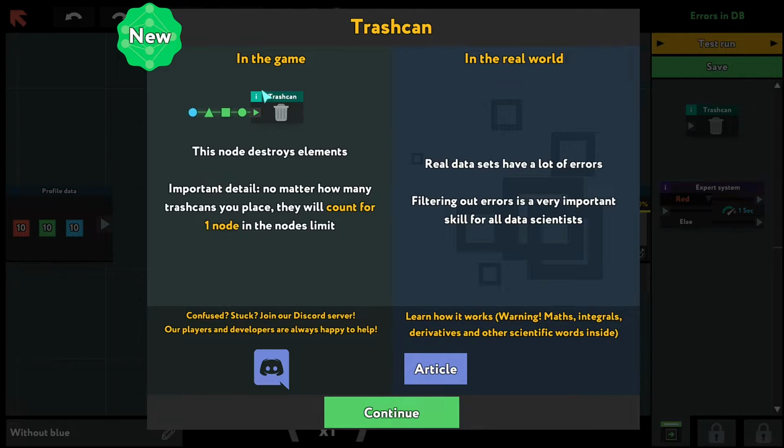Okay, so here's what I'm thinking. The trash can destroys elements. No matter how many trash cans you place, they only count for one node.